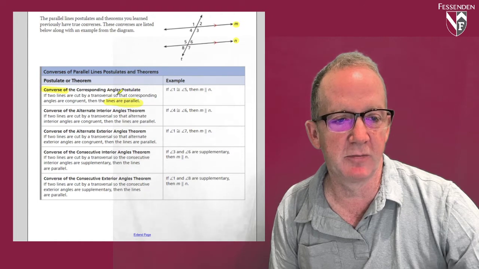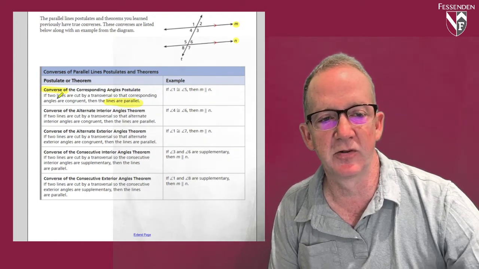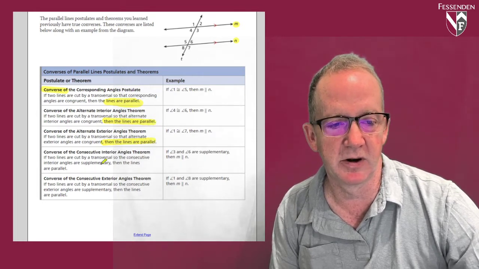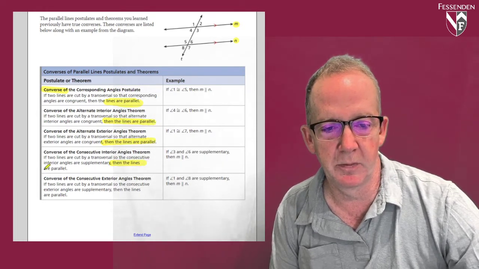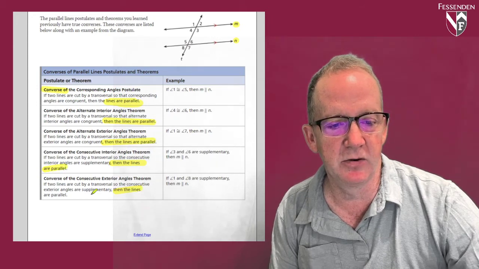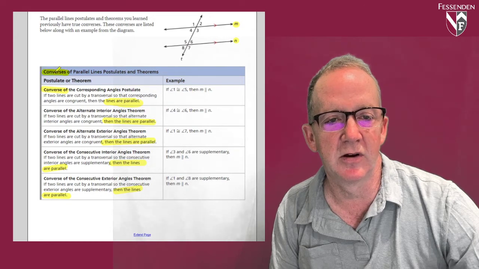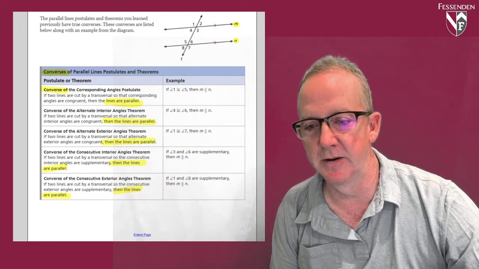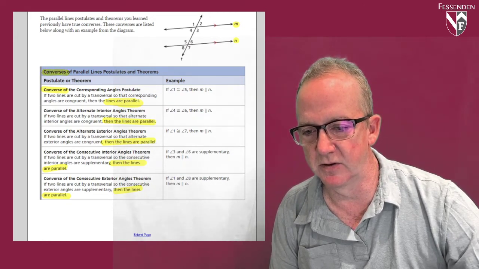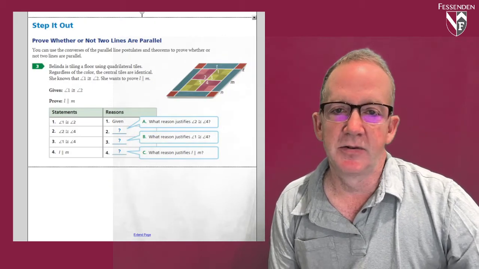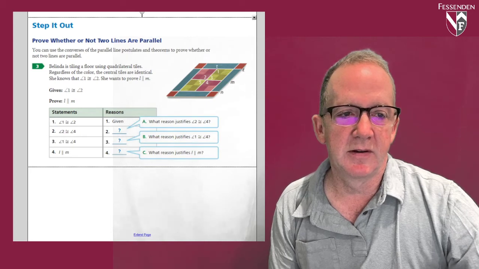If two lines are cut by a transversal so that the corresponding angles are congruent, then the lines are parallel. So see the last line of each of these, then the lines are parallel. Lines are parallel. Lines are parallel. So whenever we want to prove that lines are parallel, we will use a converse. Okay? We'll get into a little bit of practice of this too. Okay, so let's go into this a little bit.